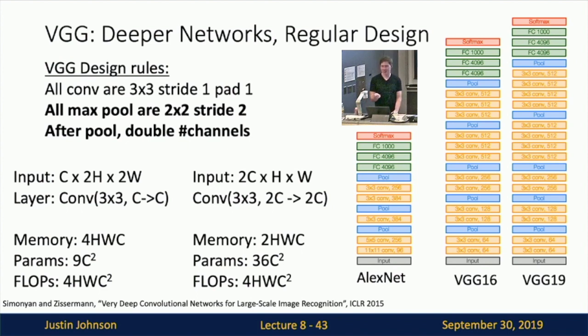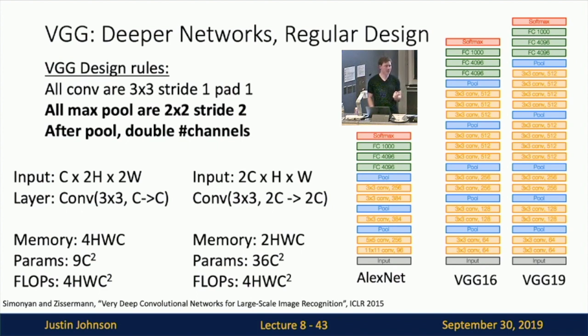Now, after we move to the next stage, the number of channels is doubled and the spatial resolution is halved. When this happens, we can see that the memory is reduced by a factor of 2, and the number of parameters increases by a factor of 4, but the number of floating point operations stays the same. Now, here's the error: these two floating point operation counts are both off by a factor of 9, but since they're both off by a factor of 9, it's still true that these two layers in two subsequent stages cost the same number of floating point operations.